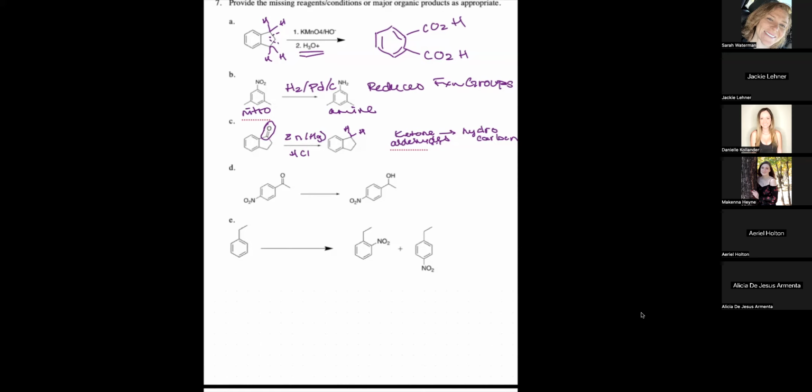So remember that NaBH4 is less strong, right? It's a weaker reducing agent. So that one won't reduce all the way, whereas the lithium aluminum hydride, I'm just trying to bring up my reaction keys as well, because I don't want to misspeak.